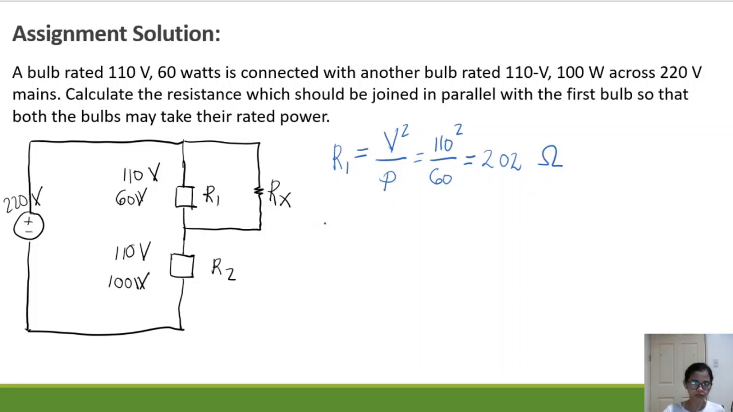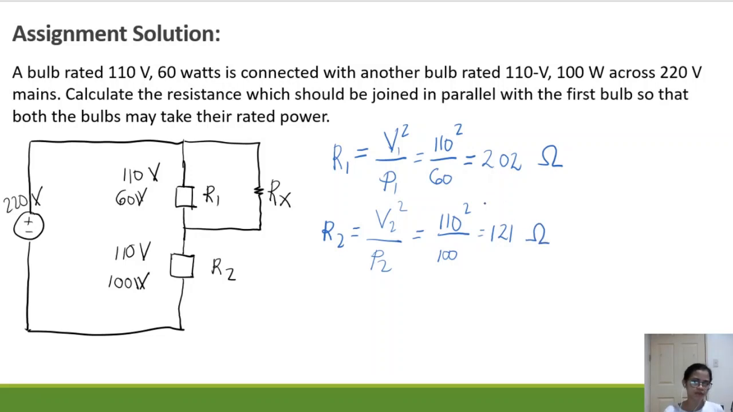How about R2? The resistance is fixed, guys. The resistance is fixed. Powers can be changed. That's why I'm solving for the resistance here, because I know this will not change. The resistance will not change, but since they are connected in series, if we leave that there, this will change. That's why we are adding in Rx, so that they may take their rated power. R2 is V2 squared over P2. This would be 110 squared over 100, and this is equal to 121 ohms.